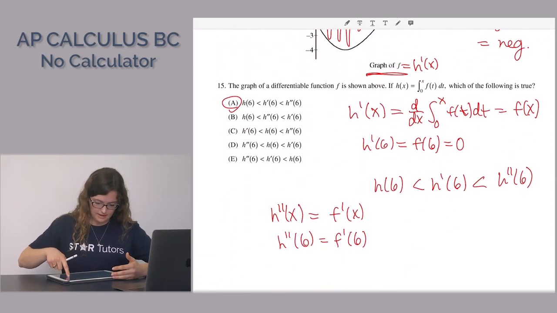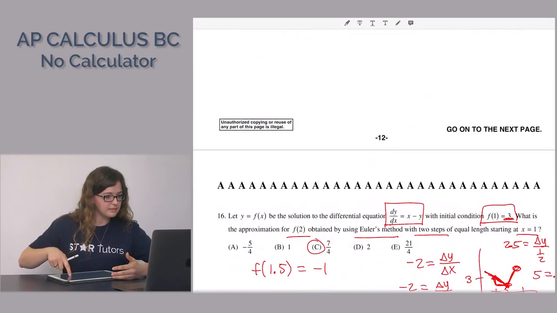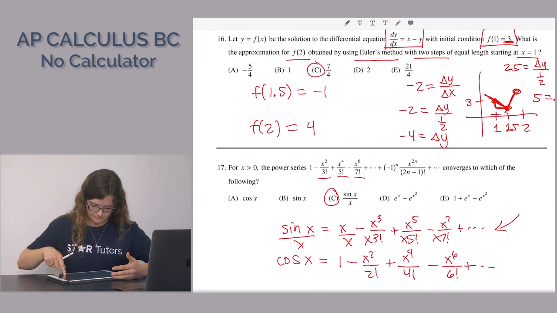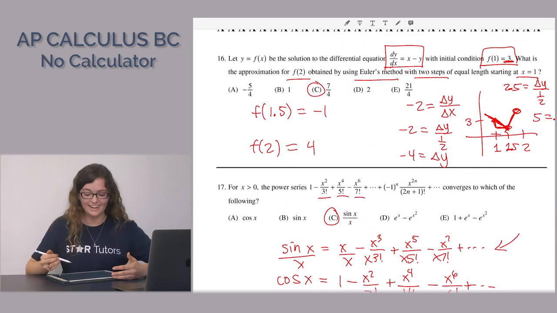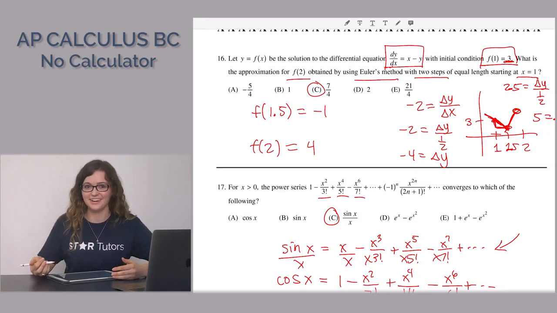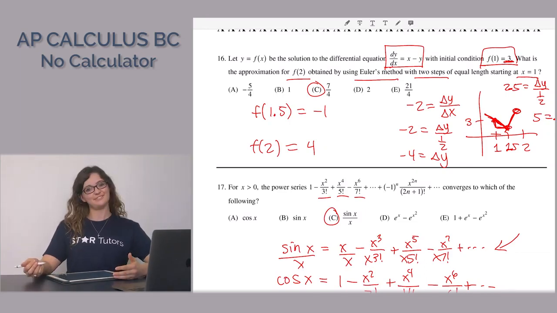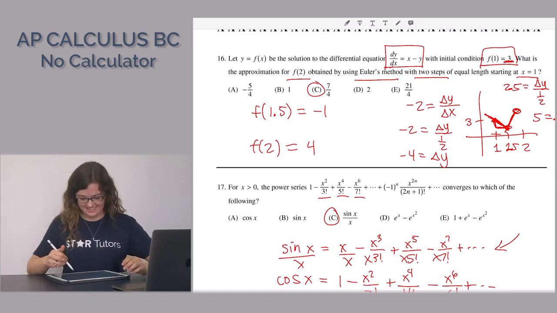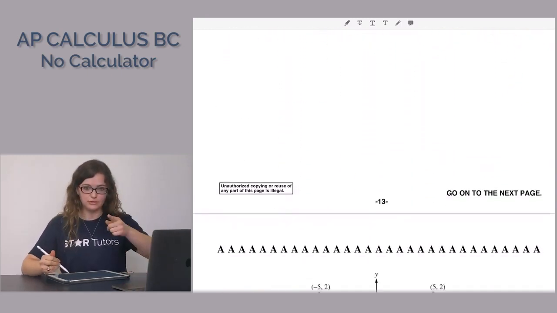15, A. Good. 16 is C. 17 is C. I guessed. Whoa, I guessed right, guys. That's good. That's a lucky guess. Okay, I should take my own advice and remember what Euler's method is and the formula there. Again, haven't done that in a while, so I didn't remember the formula, but you should.